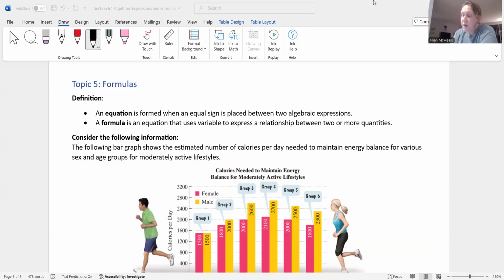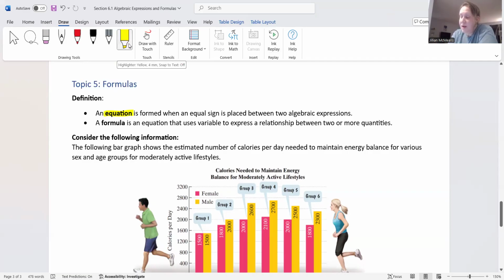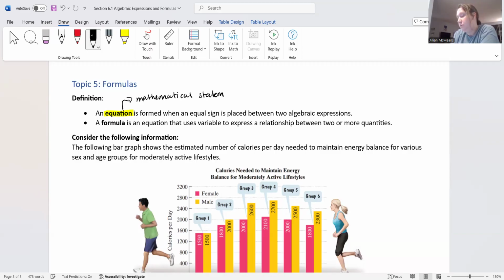For now, just know that an equation is formed when an equal sign is placed between two algebraic expressions. Another way to think of this is it is a mathematical statement that two expressions are equal. The big difference between an expression and an equation is that equal sign. An equation has an equal sign, an expression does not. That's what you need to know right now. We'll dig in much deeper later.